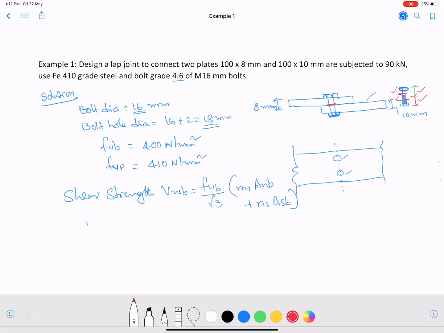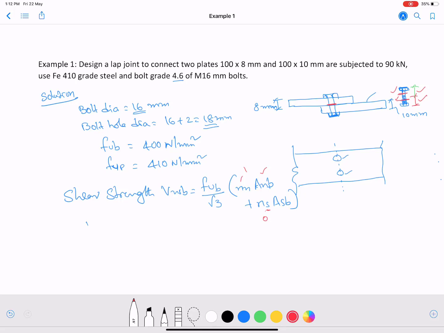But in order to understand this example, we can assume that because the bottommost plate is 10 mm thickness, it is going to fail in the threaded portion. So that means the number of shear planes at threaded portion is going to be 1, and ANB is actually the net area of the bolt we need to consider. In the shank area, there is not going to be any failure. So NS equal to 0, and ASB is anyway the gross area of the bolt.